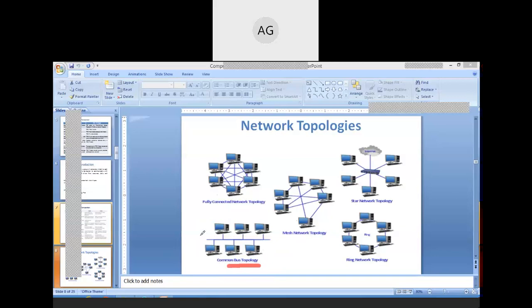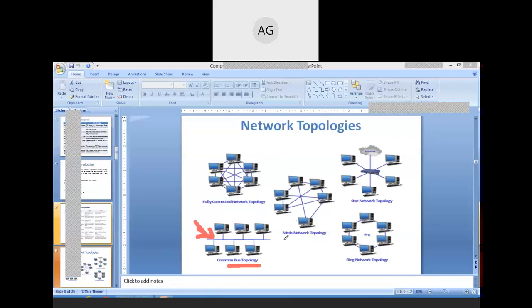In this type of topology, a common bus is there, meaning this cable is there, and through this common cable the systems are connected. As you can see, through the common cable, some systems are connected below the cable, and some systems are connected to the upper part of the cable. So this is called the bus topology.